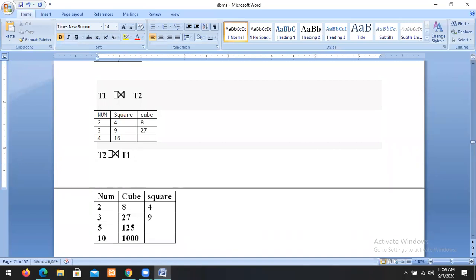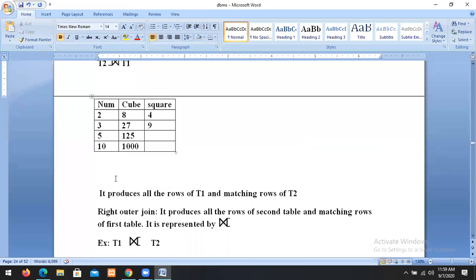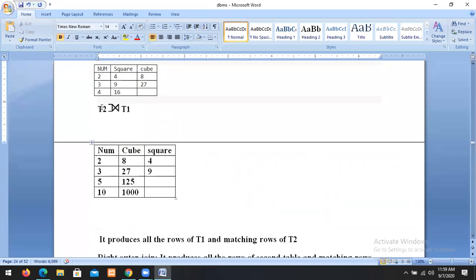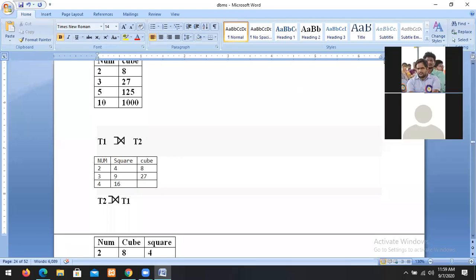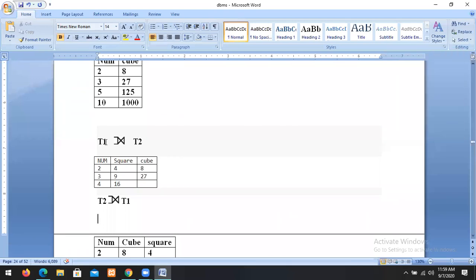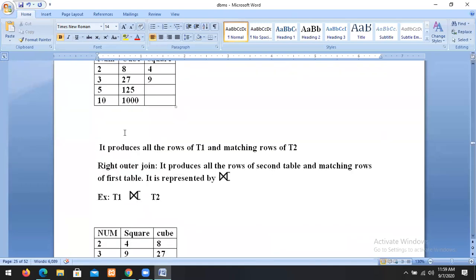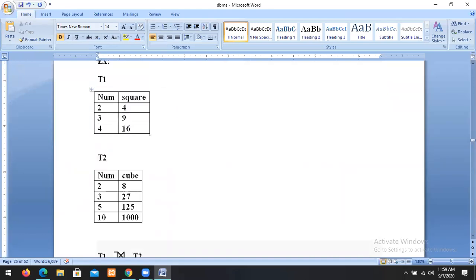So when it is T2 left outer join T1, all the rows of T2 and matching rows of T1 will be selected. When it is T1 left outer join T2, all the rows of T1 and matching rows of T2 will be selected. So this we will call as left outer joins.